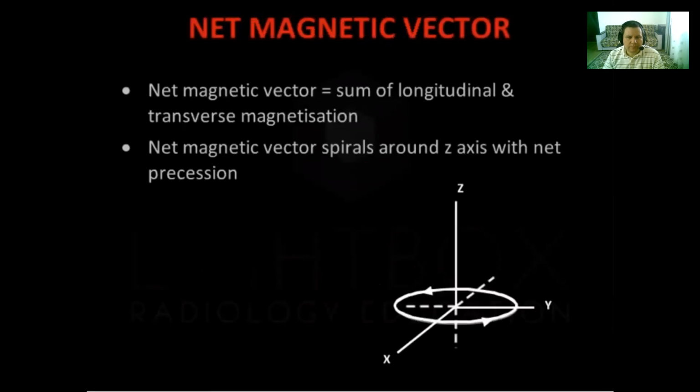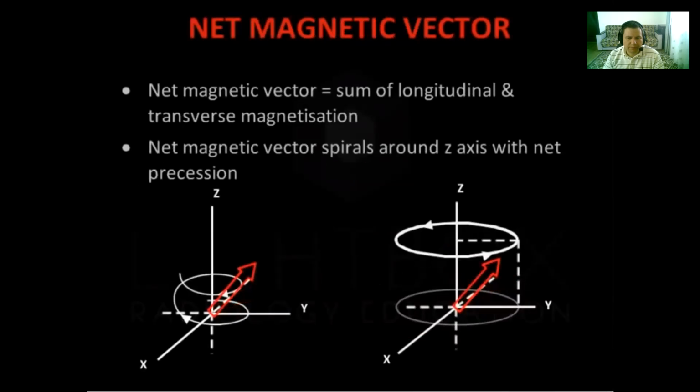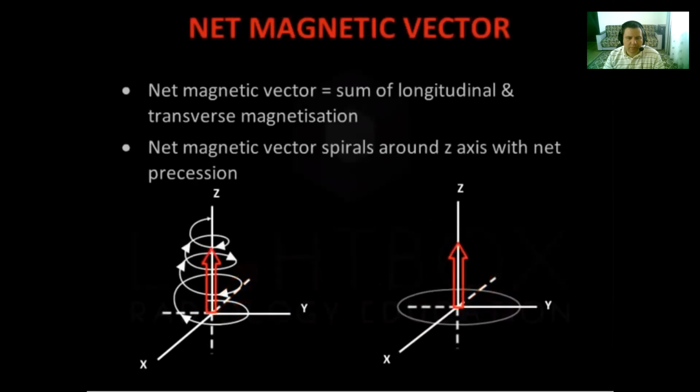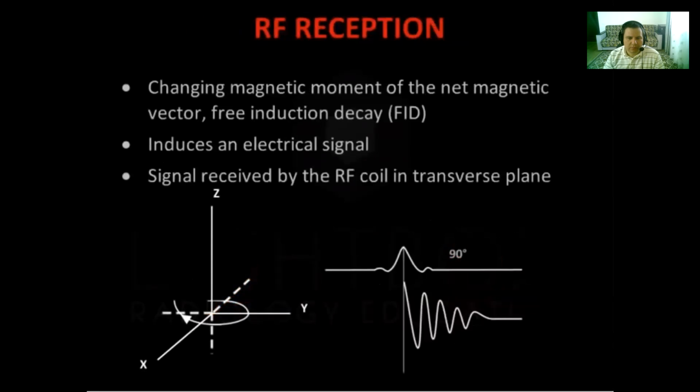The net magnetic vector is the sum of longitudinal and transverse magnetization. The net magnetic vector spirals around the z-axis with net precession. The changing magnetic moment of the net magnetic vector results in free induction decay. This induces an electrical signal. The signal received by the RF coil is in the transverse plane and reduces as the net magnetic vector moves to the long or z-axis.